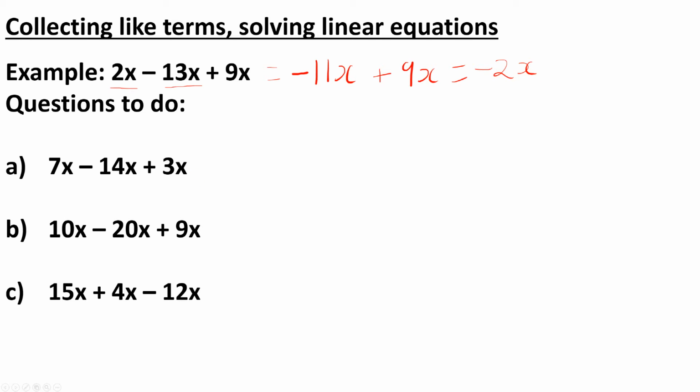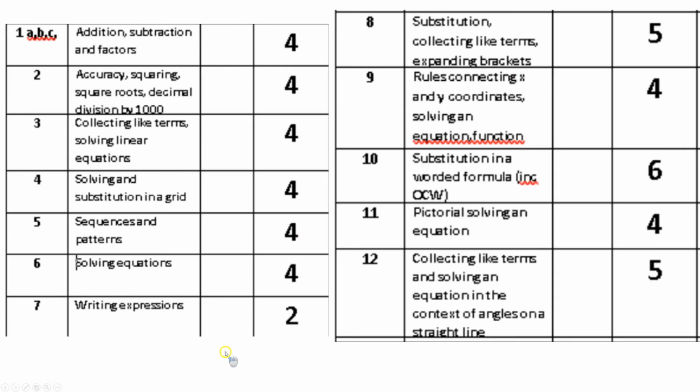You have some questions here to do yourself, so pause the video now and have a go at them, and when you're ready for the answers, press play. Here are the answers. So I'll just go over the middle one to make sure that we're happy with these. 10x take away 20x is minus 10x, plus 9x is minus 1x or minus x. So you should be able to get these answers. And that means we can tick off these topics here.